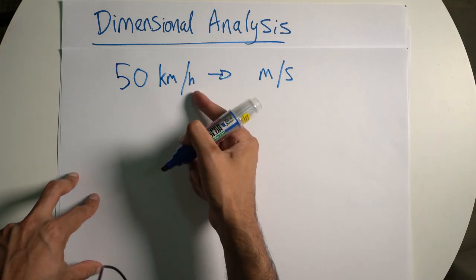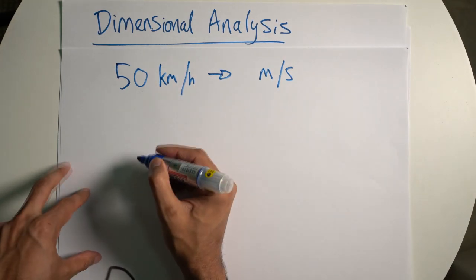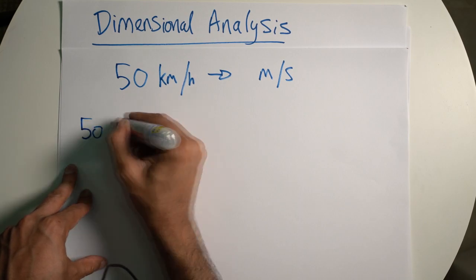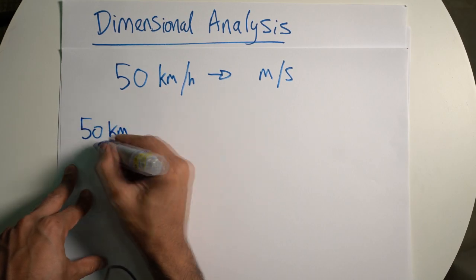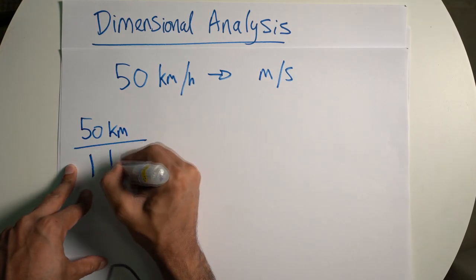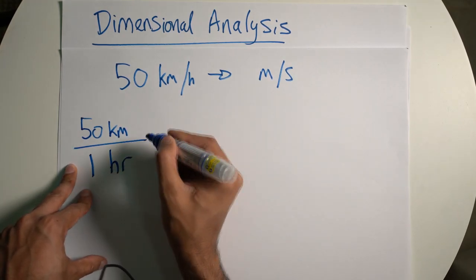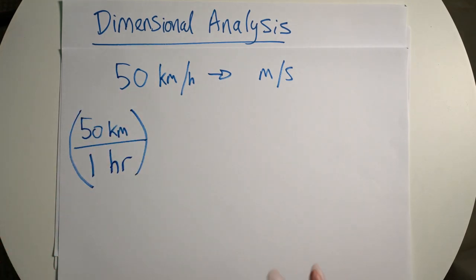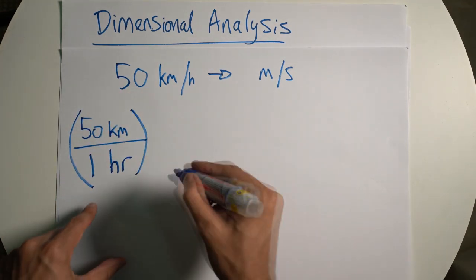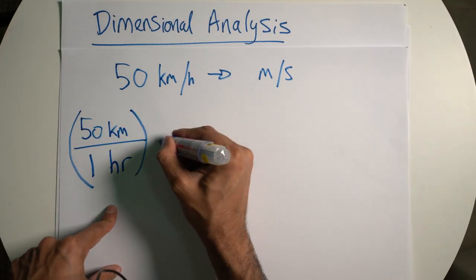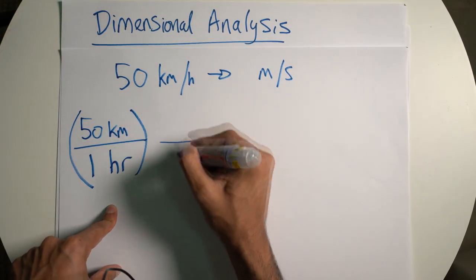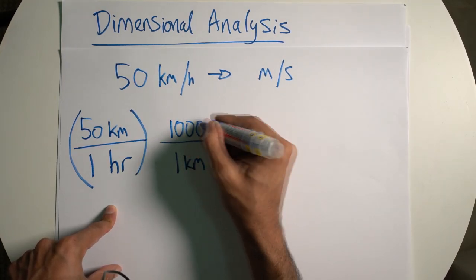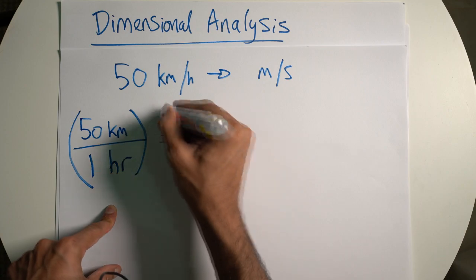So remember, kilometers goes at the top. So we know that in 1 hour, this person travels 50 kilometers. So you can write here 50 kilometers in 1 hour, like this. Put this into brackets, okay? We're going to have to cancel both of these out somehow. So I'm going to cancel out the kilometers at first. So we know that in every kilometer, we have 1,000 meters, okay?